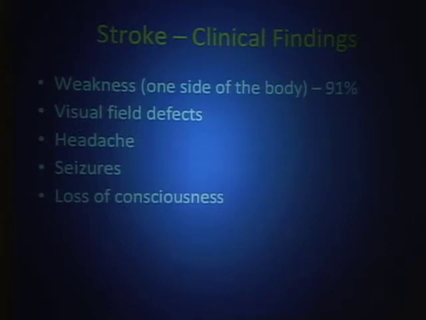And once again, the area that the stroke is taking place, that's the kind of function deficit you'll see. So if it's on the left side of the brain where it controls arm movement, you'll have right-sided weakness. If it's in the area of speech, then they might present with difficulties initiating or speaking.